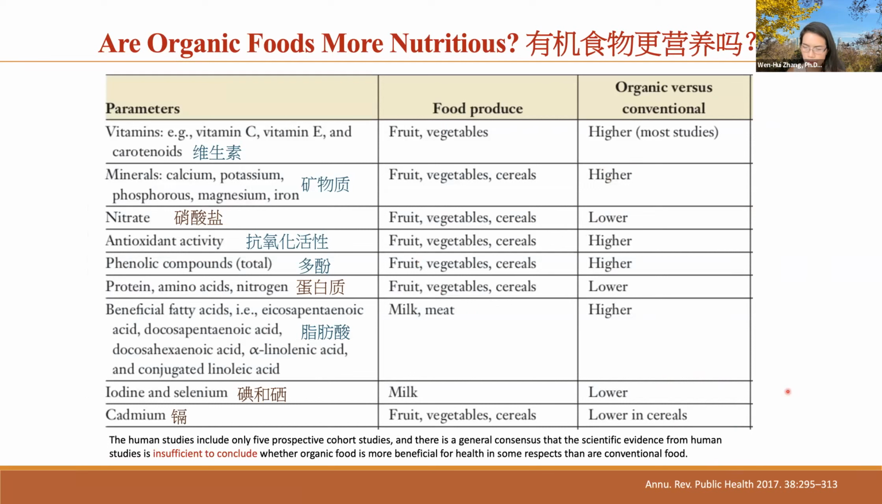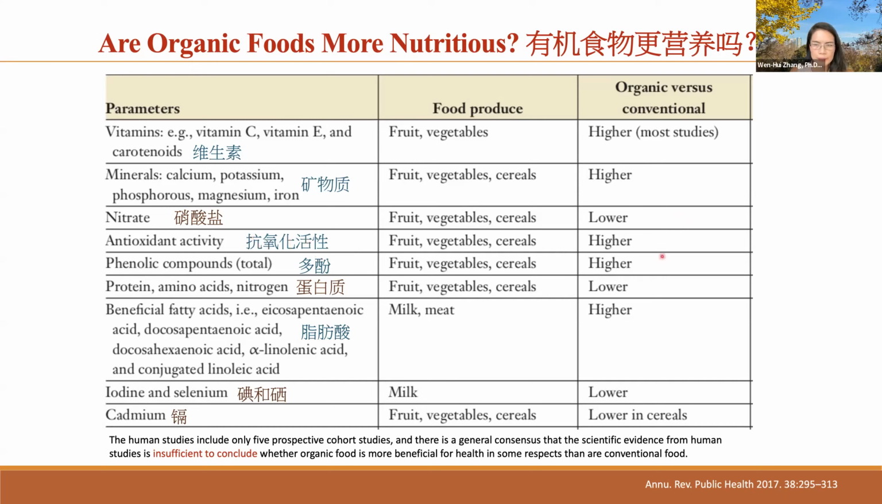That's another study to look at the nutrition panel of organic foods versus conventional foods. For the vitamins, organic foods may have a higher amount of vitamins and a higher amount of minerals, and lower nitrate. This is consistent with a previous study. Higher nitrogen in conventional foods, so lower in organic foods.